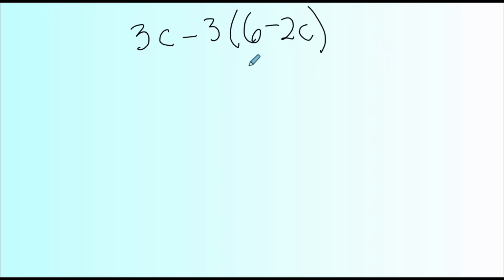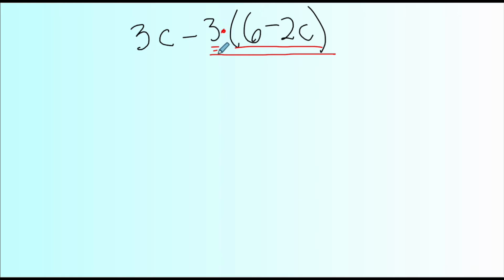Just as a quick intro or reminder, distributive property is when, let's say you've got 3c minus 3 times 6 minus 2c. All right, we've got a little expression here, and I noticed there's a way to simplify this, and that's by taking this part of the expression, where I've got 3 times 6 minus 2c. So I'm going to distribute.